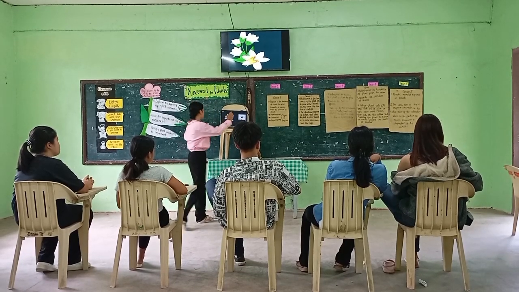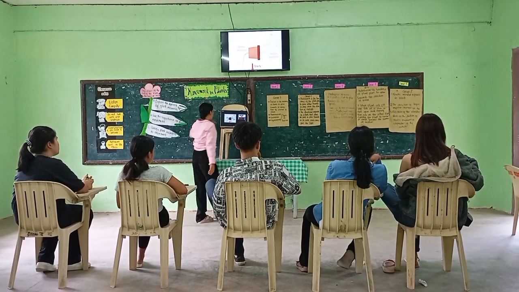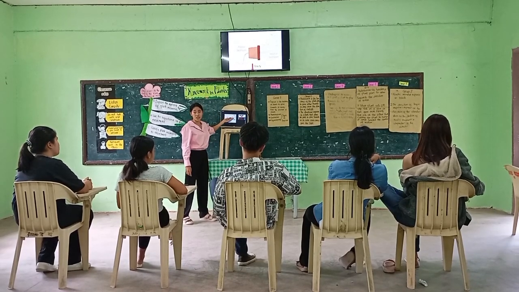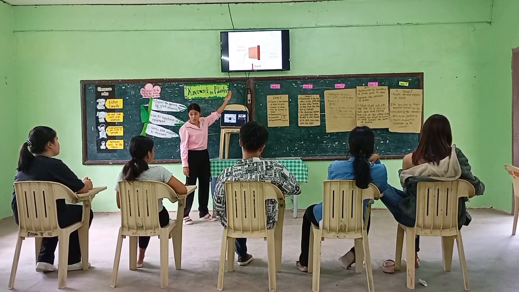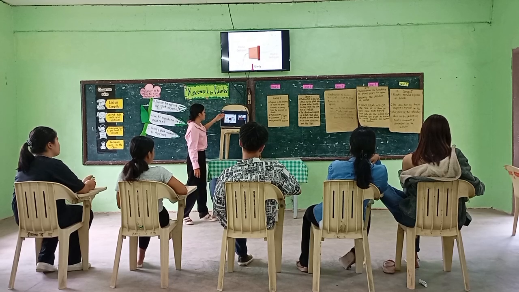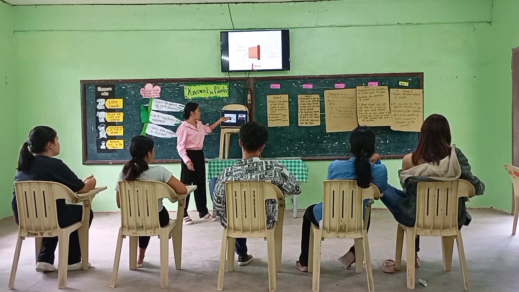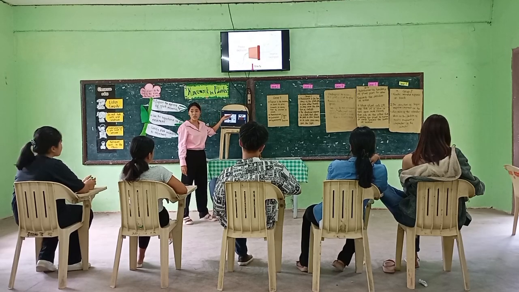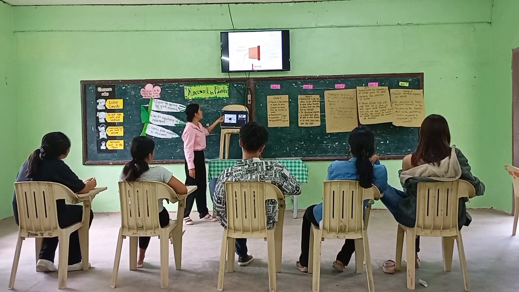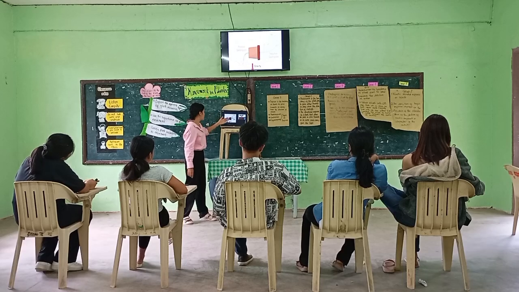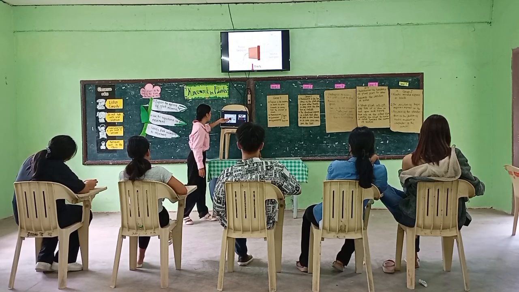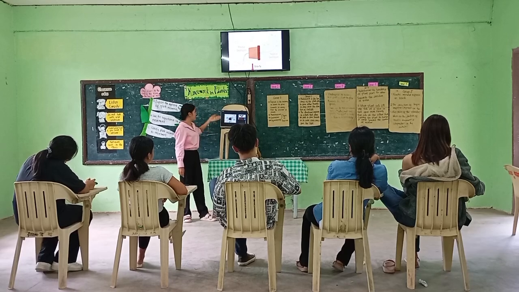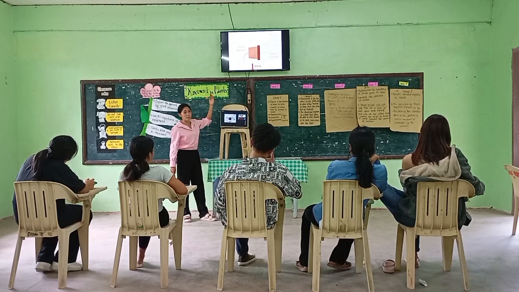As you can see, class, in the picture, there is a group of roots growing in the direction of the water, toward the center of the earth. As you can see, the stems go in the direction against gravity, and the roots show positive geotropism.